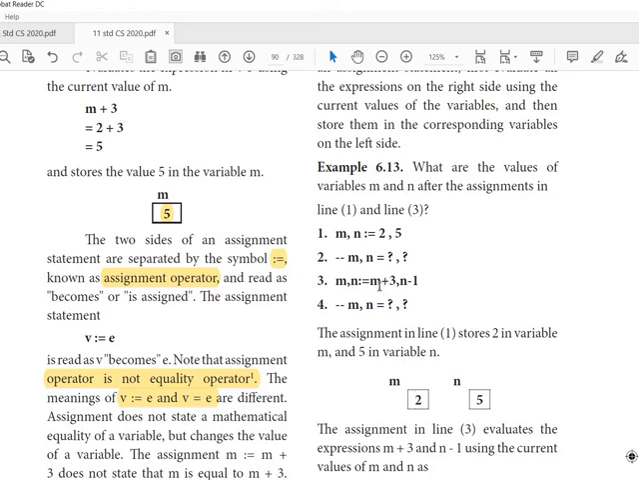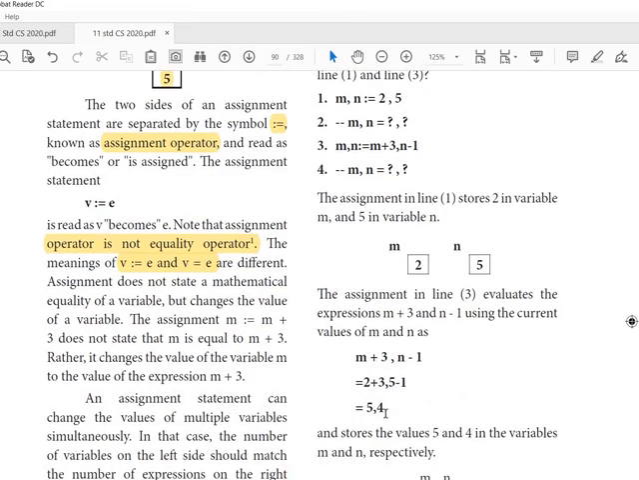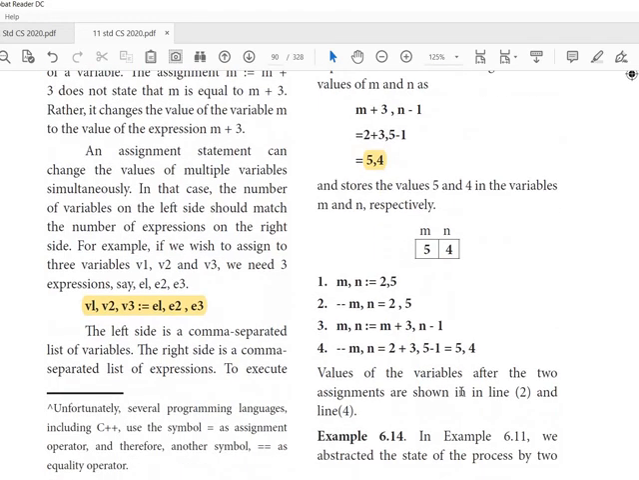Then m + 3, n - 1. So what is in m? 2 plus 3, this should be changed to 5. Here n already has 5, so 5 minus 1 is 4. The final result is m is 5 and n is 4. You got the point here? Sometimes it is an applied question for your 3 marks also.